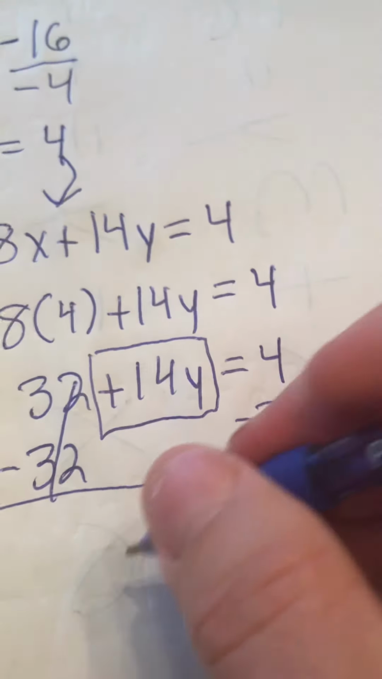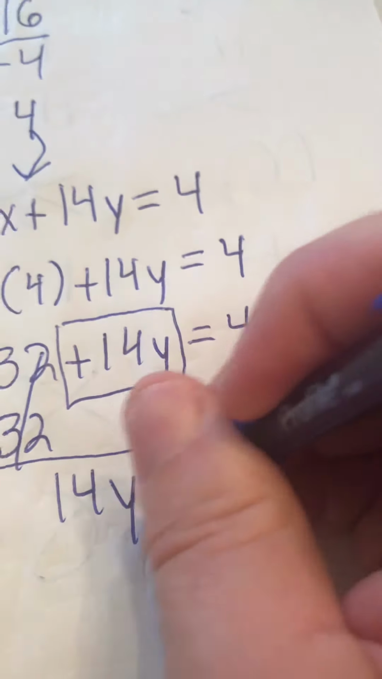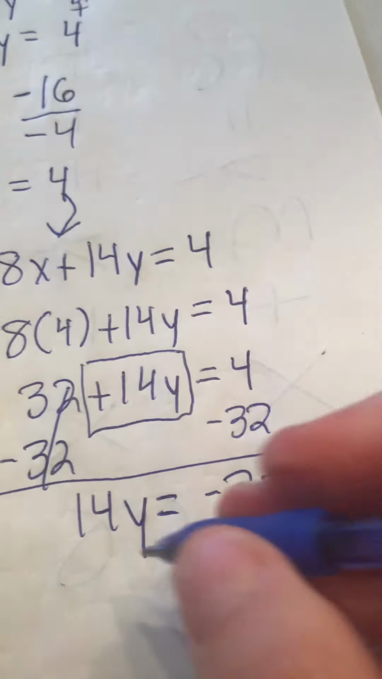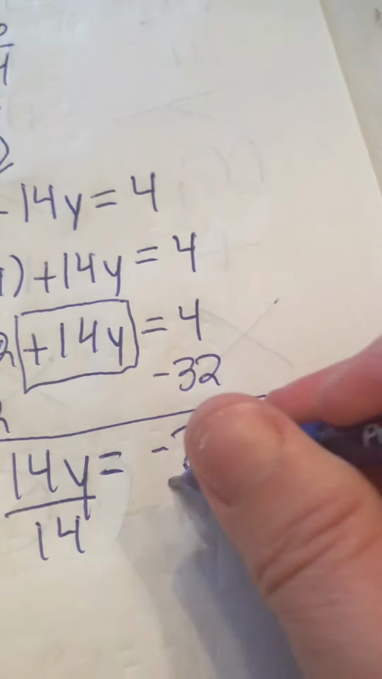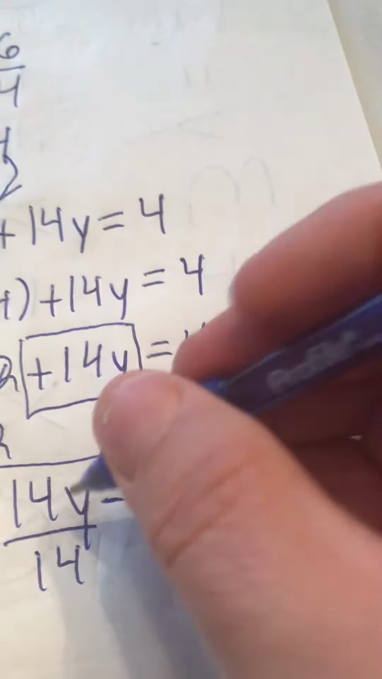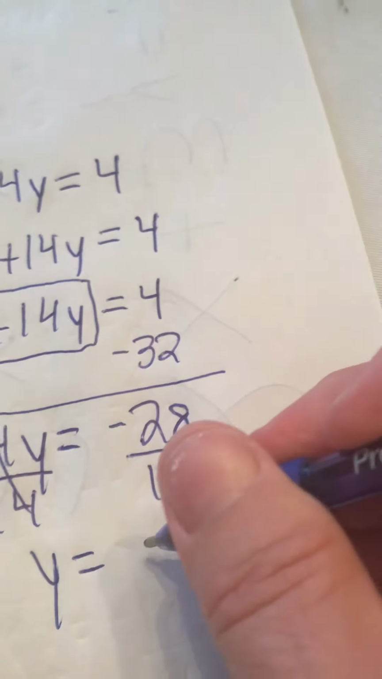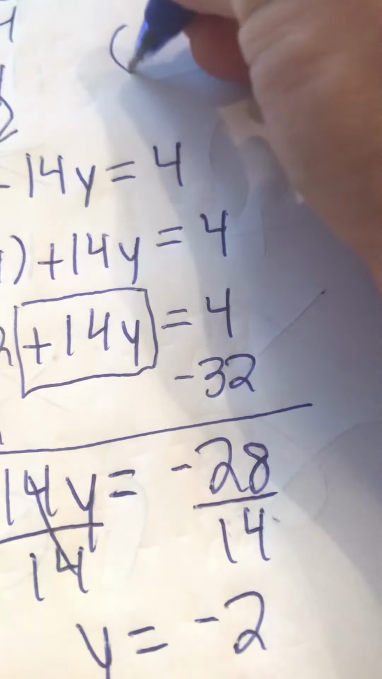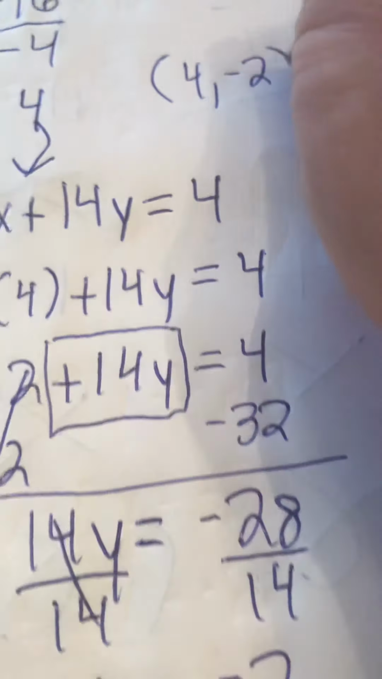That disappears. I've got 14y equals 4 minus 32 is negative 28. Then I divide by 14. 14 divided by 14 is 1y. And negative 28 divided by 14 is negative 2. So my solution for number 17 is 4, negative 2.